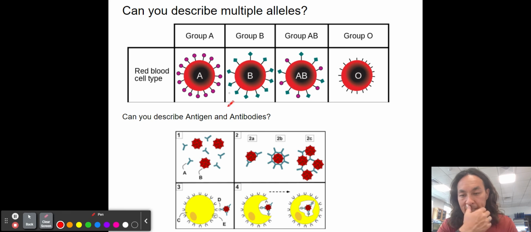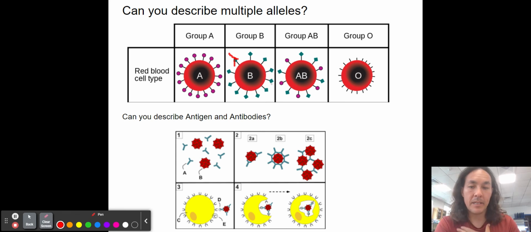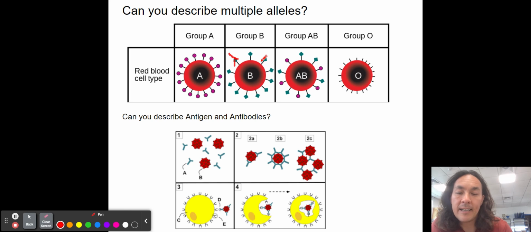Antibodies look like little Y-shaped things. And so the antibody that you would make as a type A person might look like this Y that can grab onto the B spike. Now let's pretend, like Mr. Gibney, I'm B positive. Let's pretend that I don't need to pretend. I do have type B blood. So what would happen if they gave me type A?